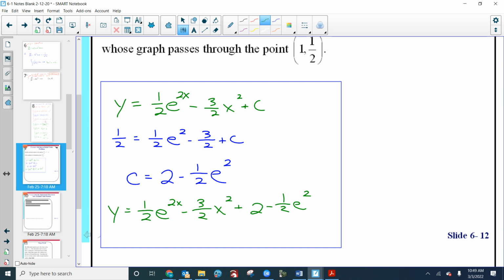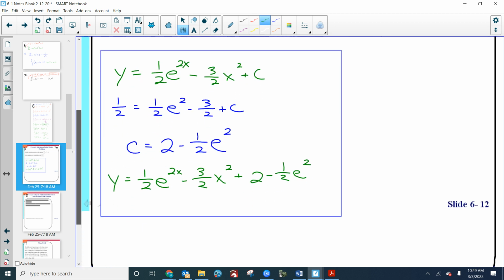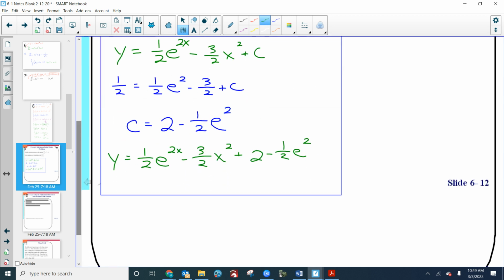And if you're ever in doubt, you can always take the derivative of that, make sure that it matches up with the original. Oh, it's not bad. Ready? What's e to the 2x's derivative? e to the 2x times 2. That 2 and that 1/2 cancel, so e to the 2x. Good. Next term, power rule, 2 times 3/2 is 3, so minus 3x. Good. The constants are numbers, and derivatives of numbers are 0, right? Don't let that bother you. e squared is a number. The derivative is 0. Does it match? Yes. Does it go through the point you want it to? Yes. That is called the particular solution.